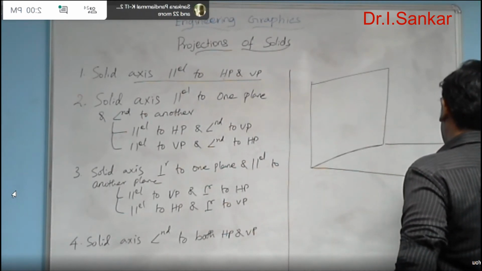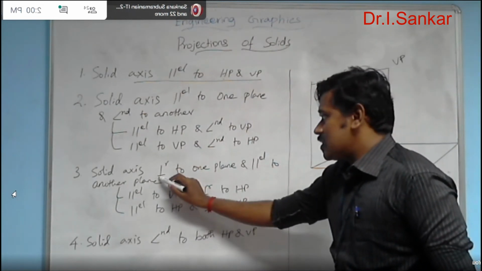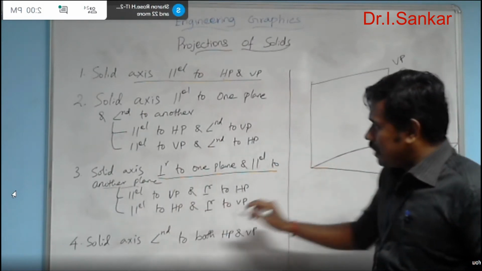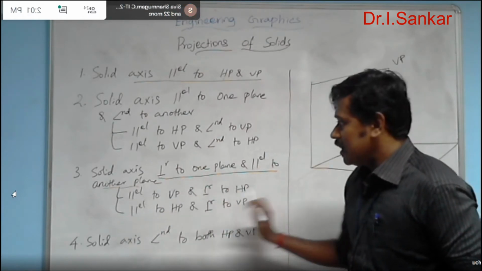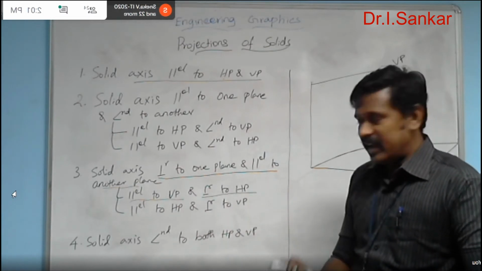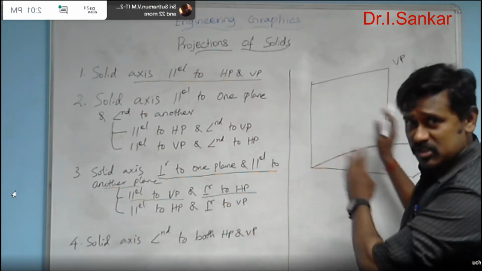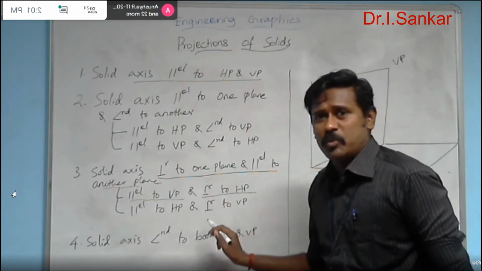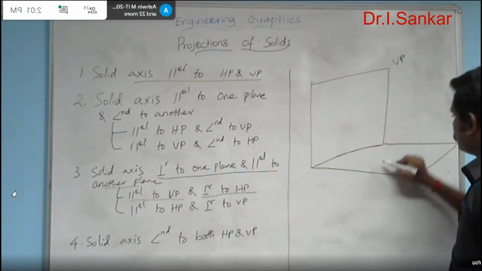so in the HP and VP environment, I am considering solid axis perpendicular to one plane and parallel to another plane. That may be parallel to VP and perpendicular to HP, or parallel to HP and perpendicular to VP. Let me consider parallel to VP and perpendicular to HP. When a solid is placed in the HP VP environment, particularly in the first quadrant, the axis of the solid is parallel to VP and perpendicular to HP. Then how will the solid be standing in that environment? In this way.